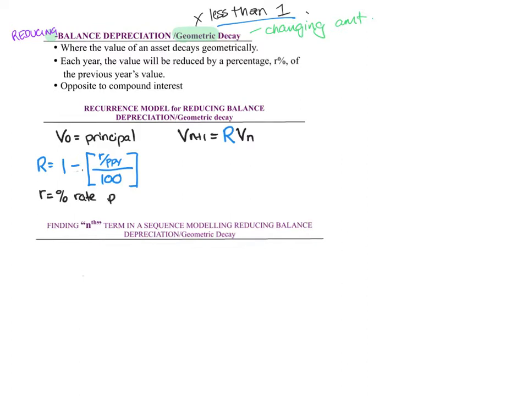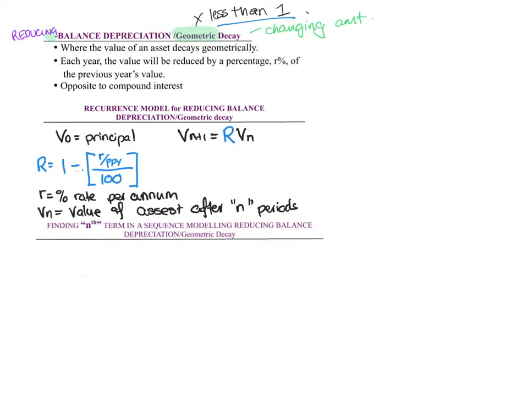So if we've got to change it to a monthly formula, you've got to divide it by 12 and so on. And Vn is just the value of the asset after N periods. Because if it was a monthly period and I said 2 years, N would equal 24. Yeah, because there are 24 months in 2 years, all right? So we need to be careful.